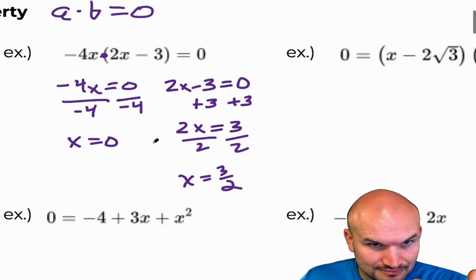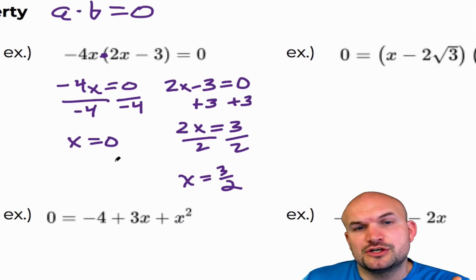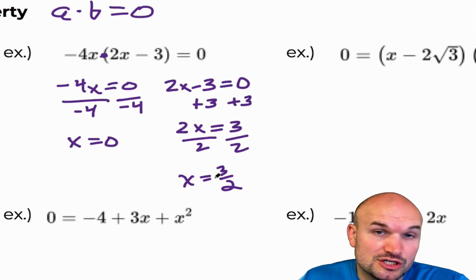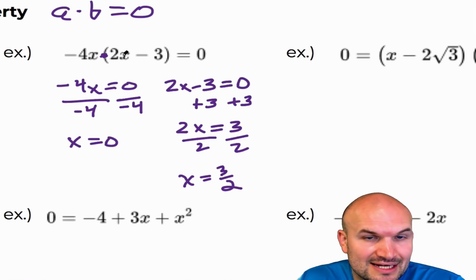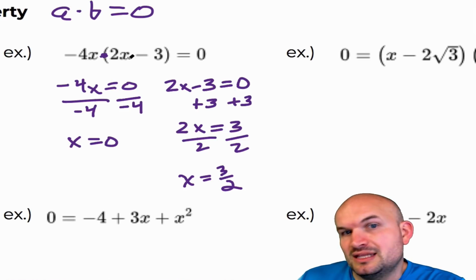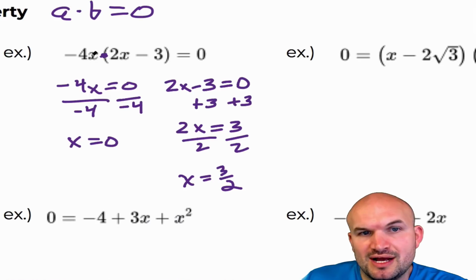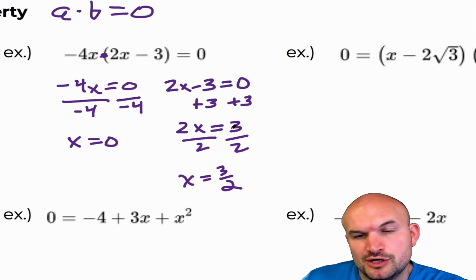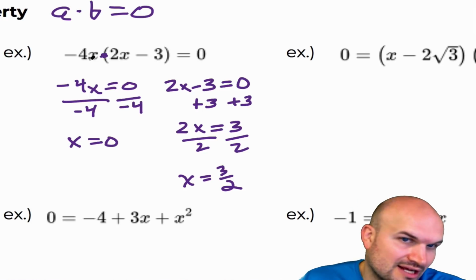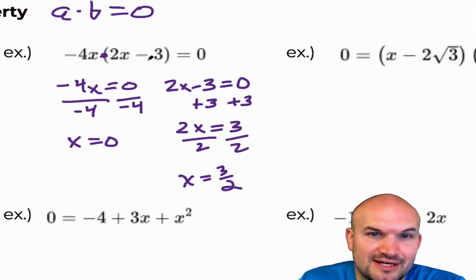And again, going back to the understanding of the zero product property, both of these terms are solutions because when you plug them in for x, they make the quantity on the left-hand side equal to 0. You plug 0 in for x, you get a 0. 0 times anything is 0. You plug in 3/2 over here. 3/2 times 2 is 3. 3 minus 3 is 0. 0 times negative 4 times 3/2, again, is still going to be 0.